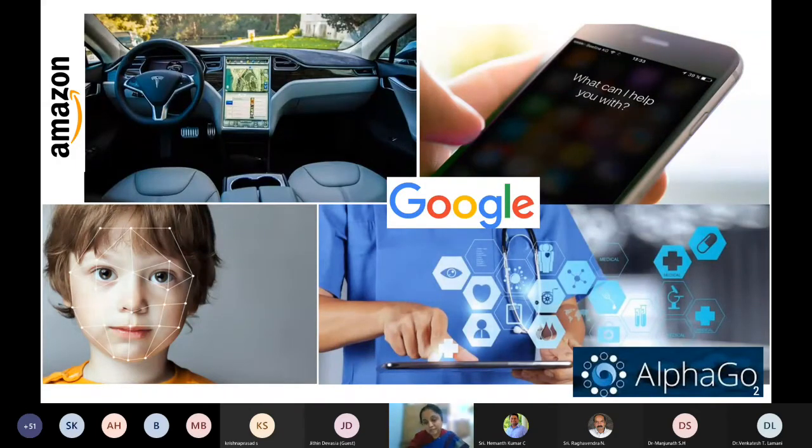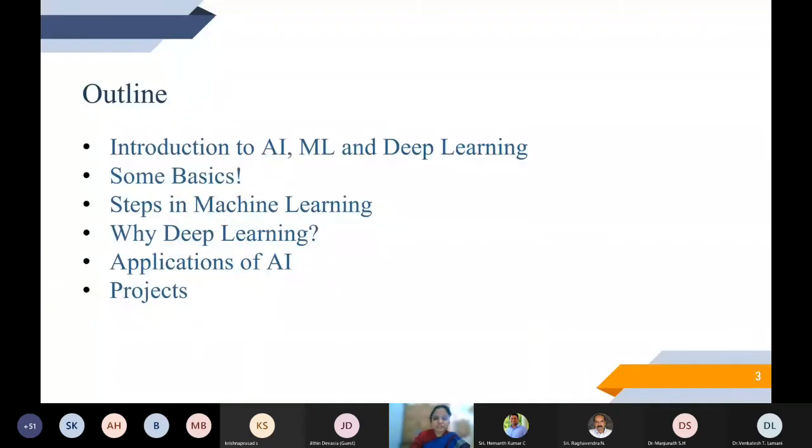I would be taking a couple of specific examples to explain, and also I would be talking about a few projects that I'm working on. So my outline of the complete presentation would be the introduction to AI, ML, and of course deep learning, and some basics. I think there are a few basics that we need to know before we try to understand the applications of AI, ML, and deep learning. I am sure a few of them you would have already known, a few you might not know. But just for completeness, let me go through the basics to understand things better.